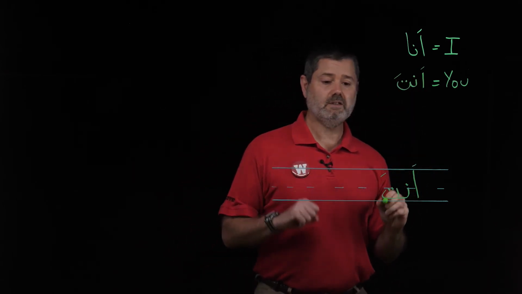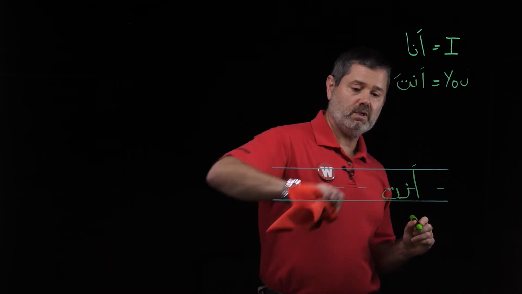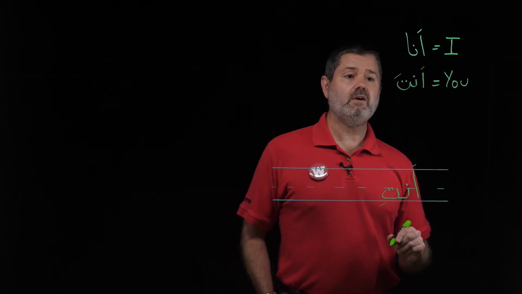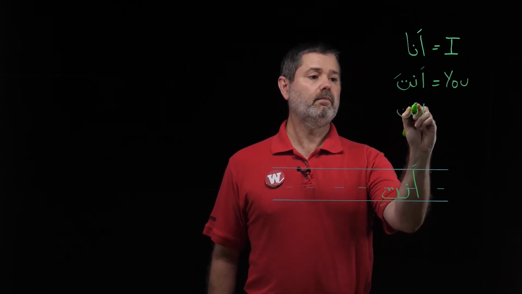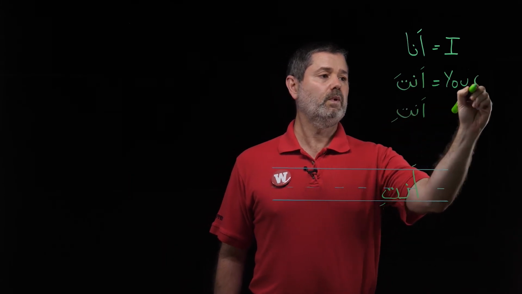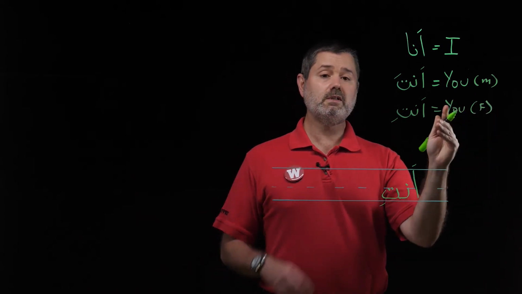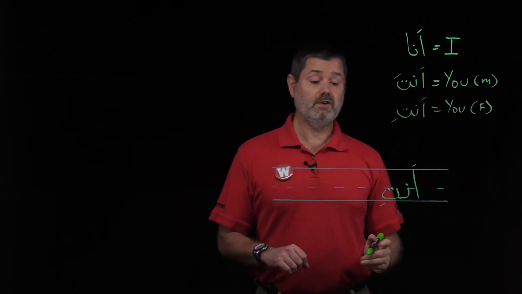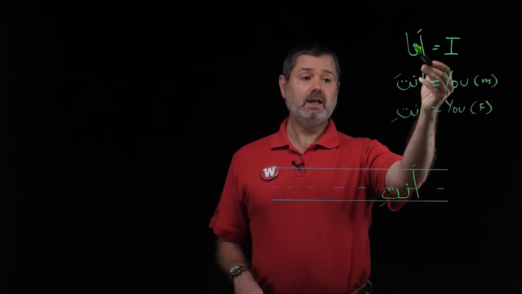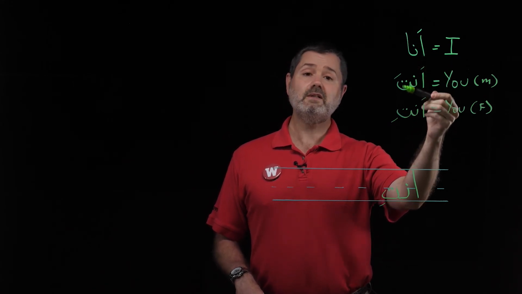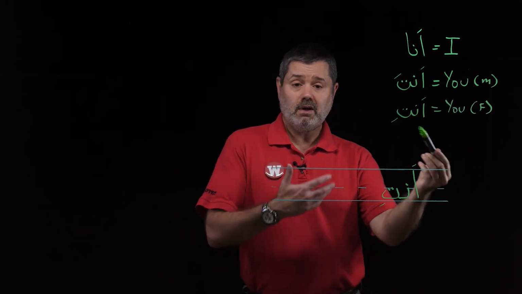Enta, you, masculine. For feminine, I'm just going to make a slight change. Change the short vowel to nt. And you'll often see this distinguishing whether a word is masculine or feminine because there is a difference in Arabic. Enti. So ana, enta, enti. I, you, and you. Right there, you have enough to address people.